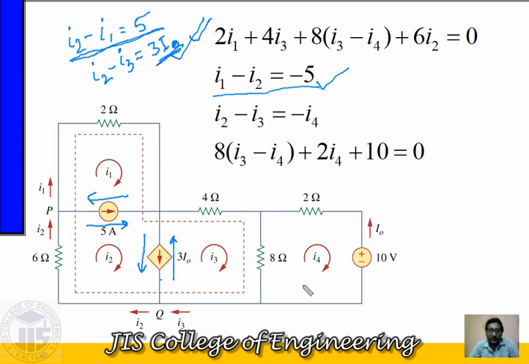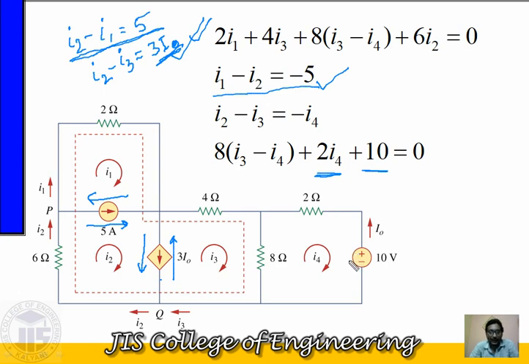Similarly, for the fourth closed path, simply we can write this I4 current that is moving. For this 2 ohm resistance, we write 2 into I4. Then again we are moving to the positive terminal of the voltage source, and as we are moving to the positive terminal of the voltage source, we can write plus 10. So 2 I4 plus 10 over here.